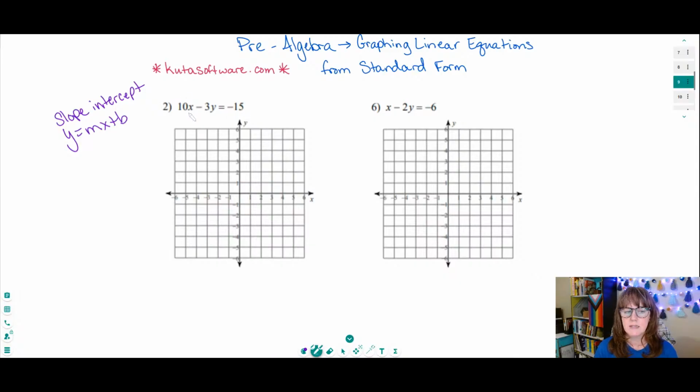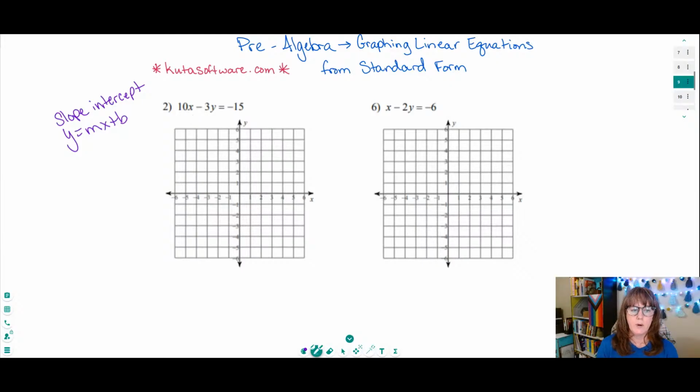We can tell that this is in standard form because we have the x term and the y term over here on the left-hand side of the equal sign, and then just a constant on the right. And the x term is a whole number, and it's a positive number. So those are the rules for it to be standard form.